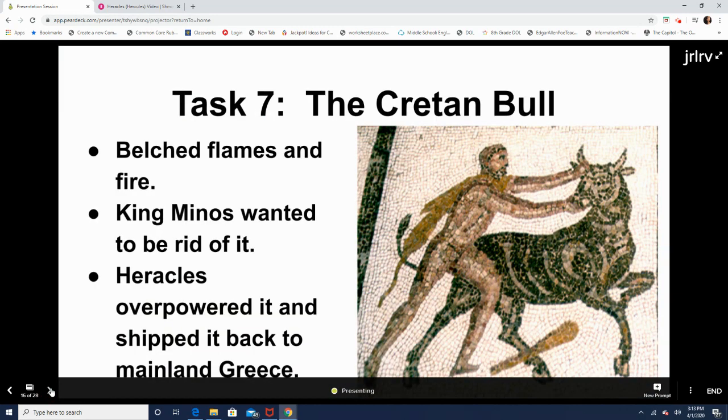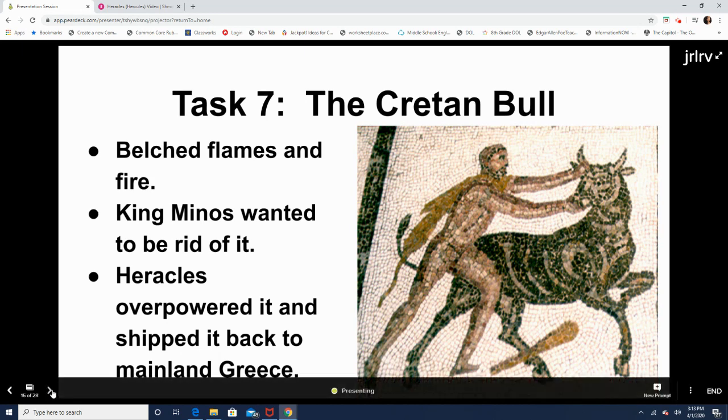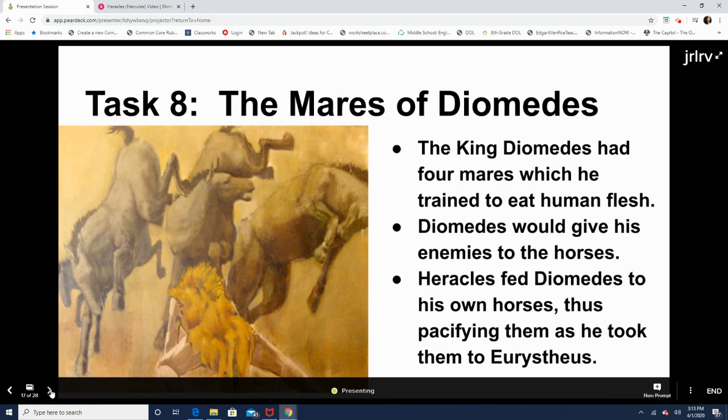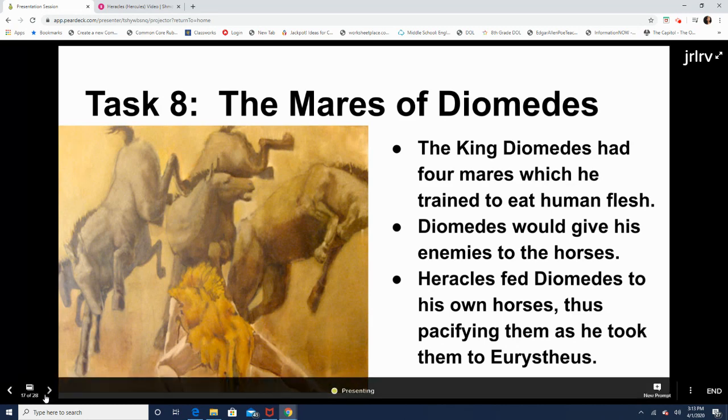Task 7, the Cretan bull. It belched flames and fire, and King Minos wanted to be rid of it. Heracles overpowered it and shipped it back to mainland Greece. The mares of Diomedes, and we talked about what mares were. King Diomedes had four mares which he trained to eat human flesh. Diomedes would give his enemies to the horses. Heracles fed Diomedes to his own horses, thus pacifying them as he took them to Eurystheus.